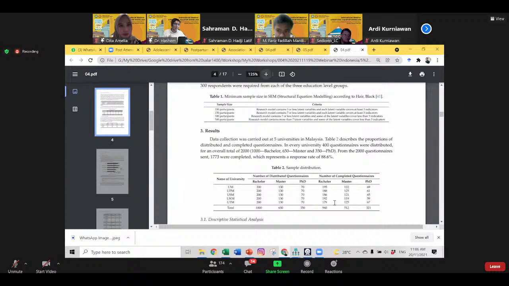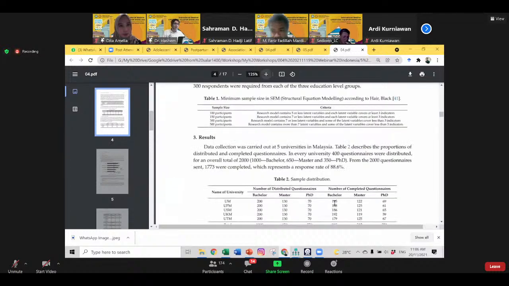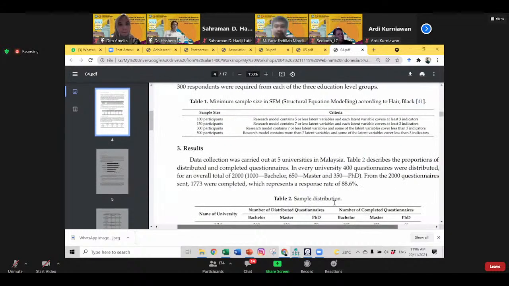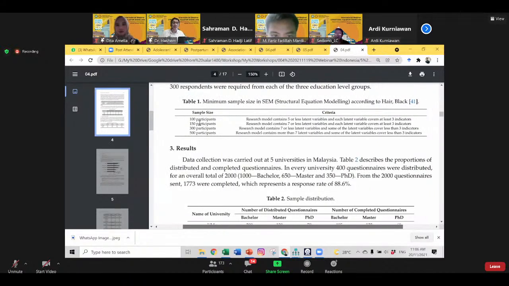Okay, yes. See, this is the table. I always use this one, based on Hair, Black, in 2010 or 2014. It is based on the sample size and the number of latent variables. We cannot say 250 is good or 300 is good. No, it's based on this one. I always use this theory to calculate my sample size or number of participants.